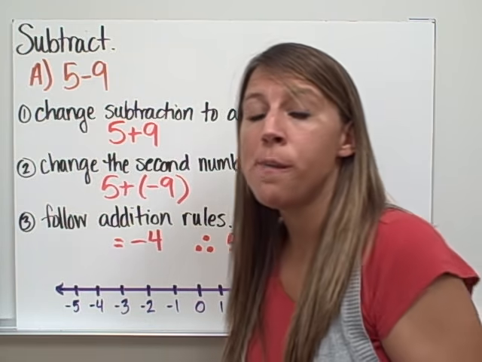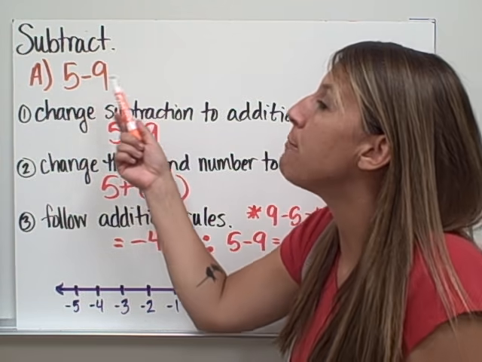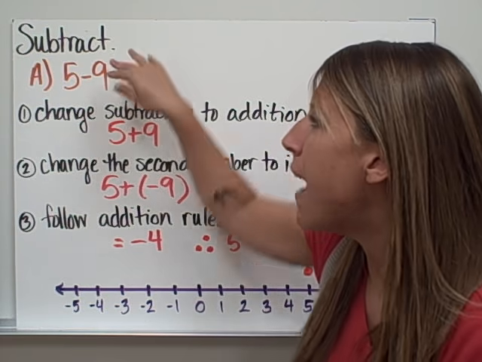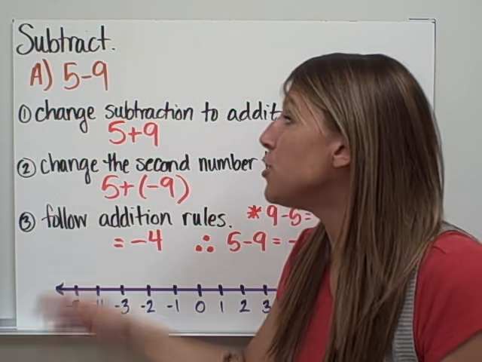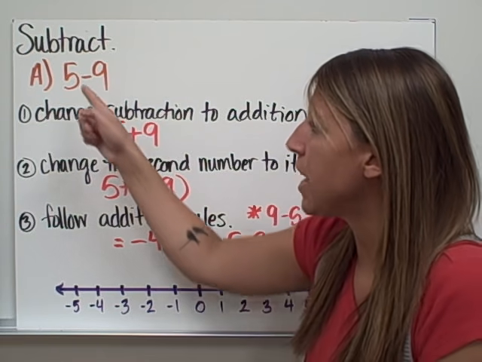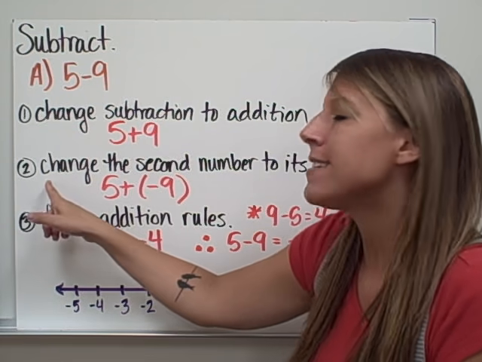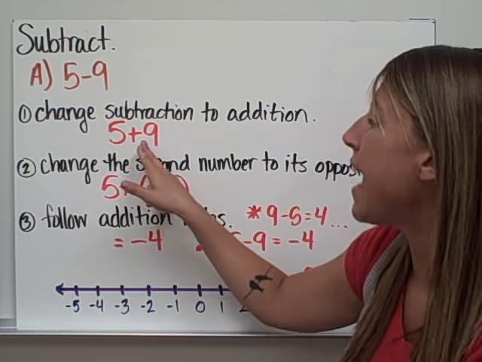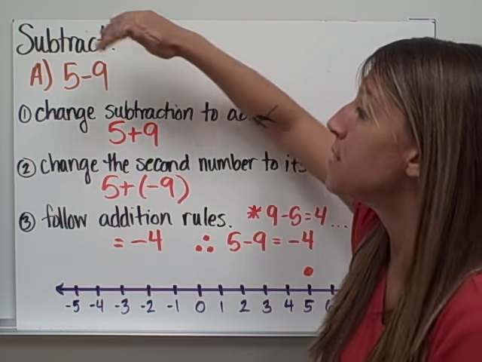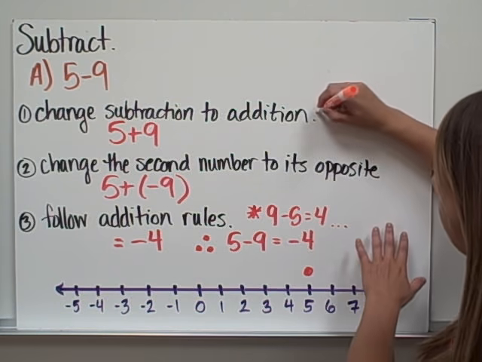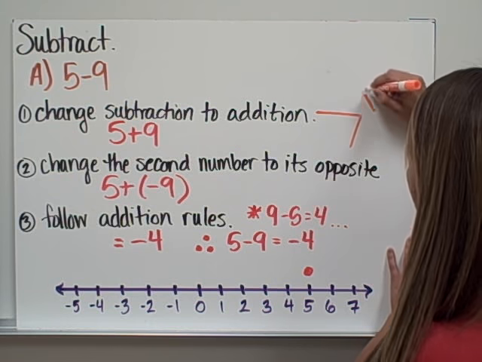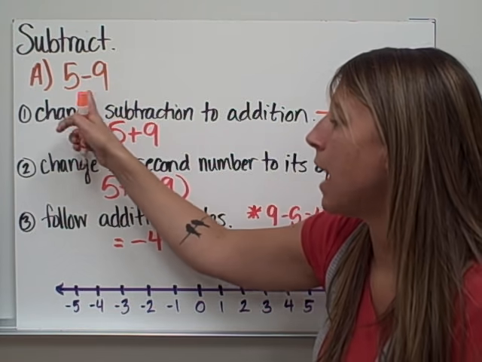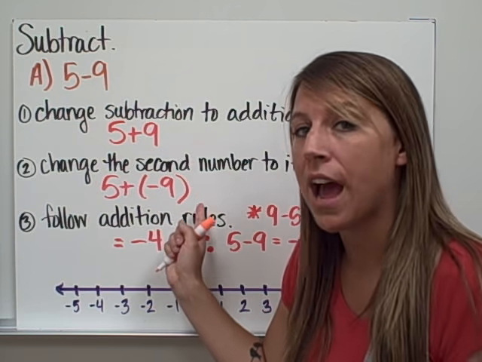In our first example, you're asked to subtract 5 minus 9. We're going to just take this step by step to show you what it looks like. 5 minus 9, if I follow the first step, I just change subtraction to addition. And in the second step, I change the sign of the second number to its opposite. So 9 becomes -9. Basically these steps can combine into one step once you're comfortable. 5 minus 9 becomes 5 plus -9.